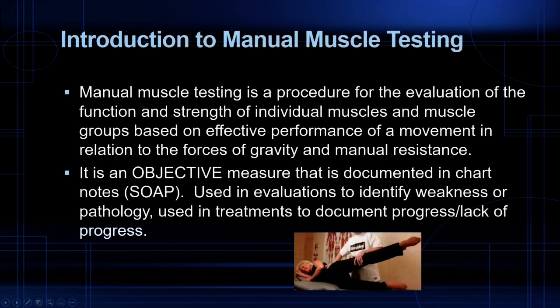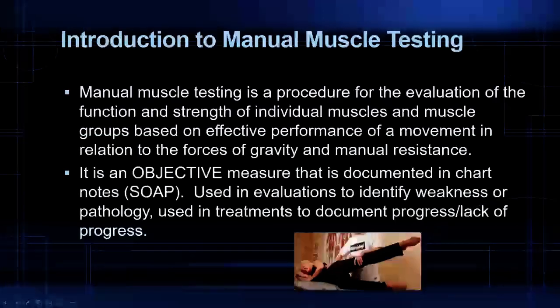Okay, so manual muscle testing is a procedure used to evaluate how strong and how functional an individual muscle or muscle groups are. Now, we're talking about how the muscle, or the muscle groups, can move in relation to gravity and in relation to how much manual resistance the therapist gives it. Okay? Manual muscle testing is an objective measurement.